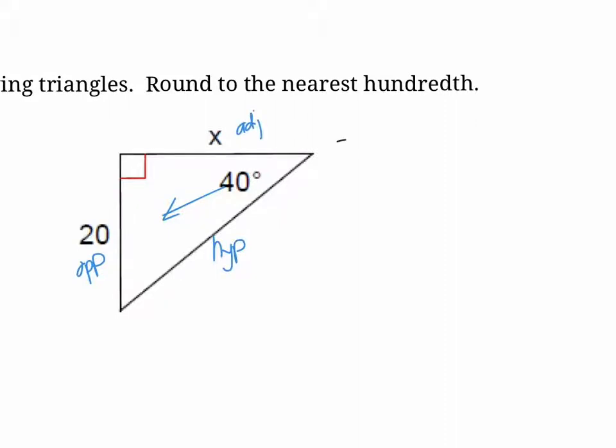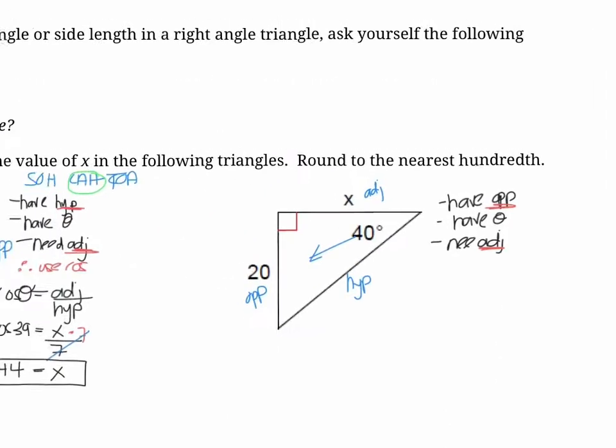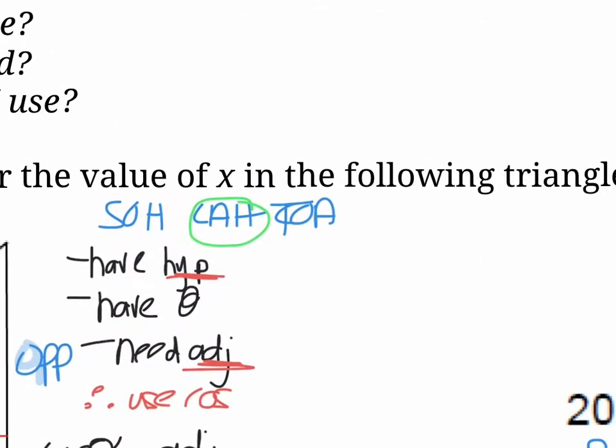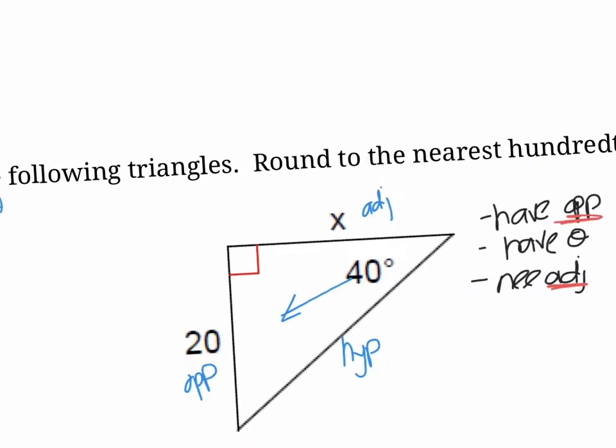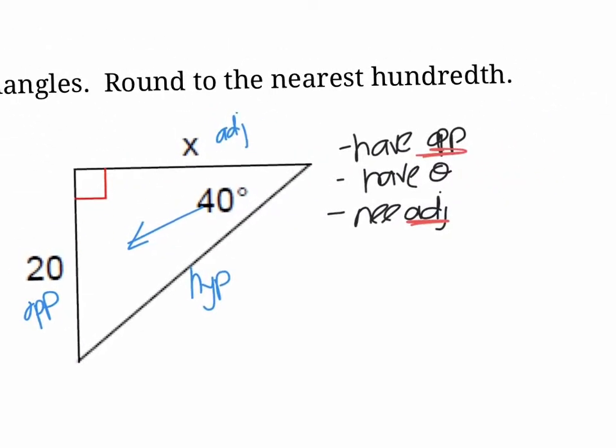And your list is, what do we have? We have the opposite, we have the angle, and we need adjacent again. Always there should be two side lengths that come out of your list, opposite and adjacent. SOHCAHTOA, what uses opposite and adjacent? Sine is opposite and hypotenuse, cos is adjacent and hypotenuse, tan is opposite and adjacent. So here we go. We are going to use tan.